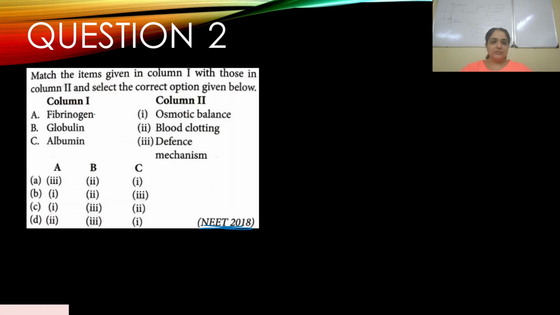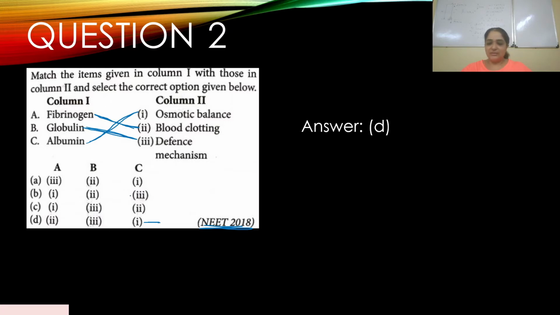Fibrinogen, blood clotting is the right answer. Fibrinogen participates in blood clotting. Globulin is defense mechanism. That is the right answer. Albumin is osmotic balance. Albumin helps in maintaining osmotic balance. So your answer should be A2, B3 and C1. So your answer should be D. If you've got D, that means you've got the right answer.